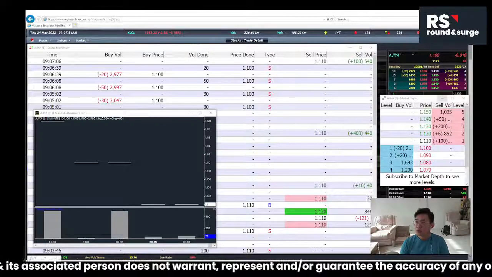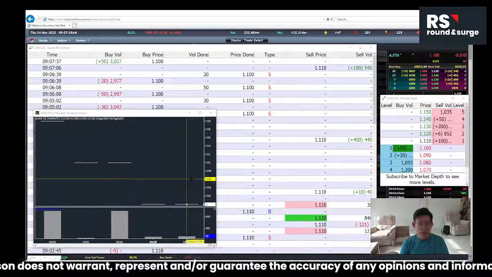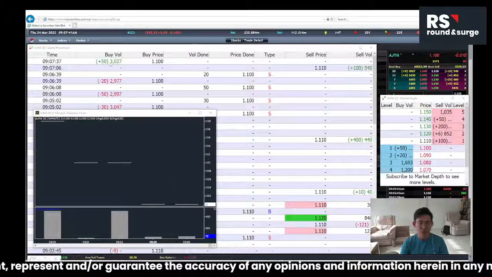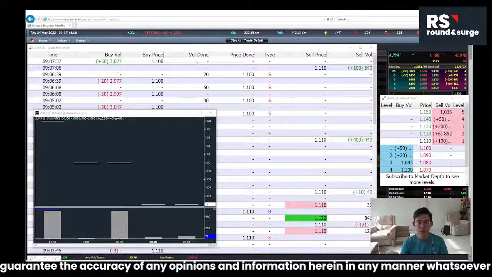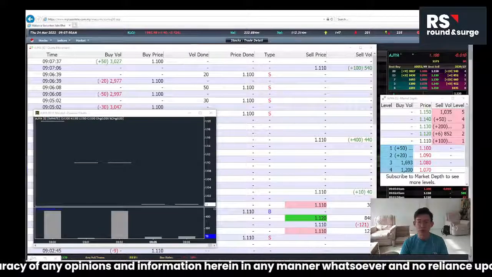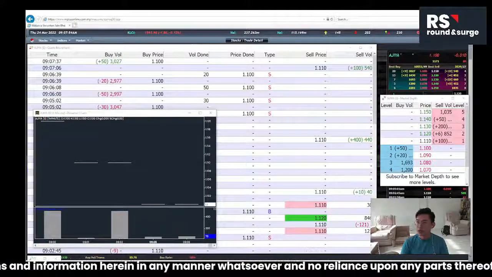Okay, so I think it's going to take a while for this. Okay, so added 50 lots. You can see from this quote movement over here, the buy volume plus 50. There's no volume done, which means it's not transacted. It just adds up the buy orders.